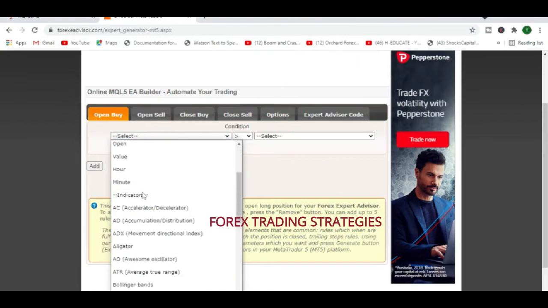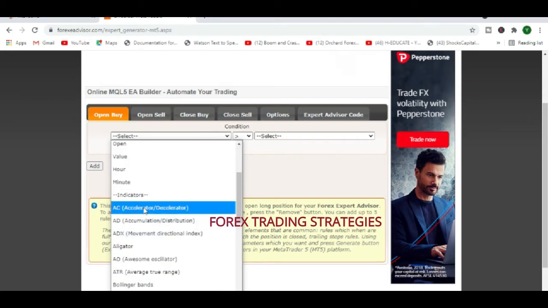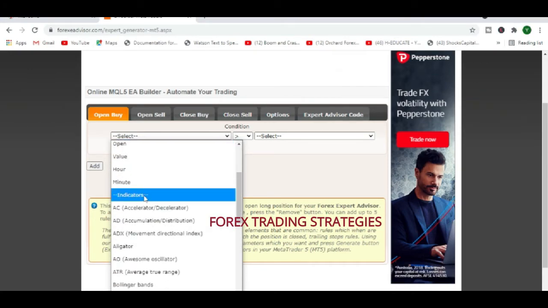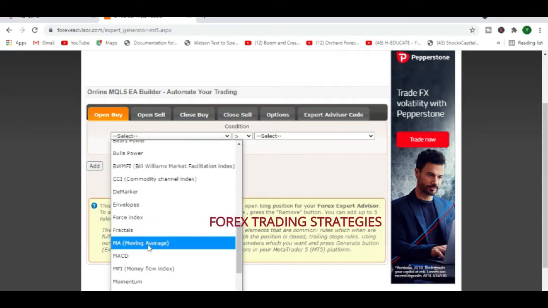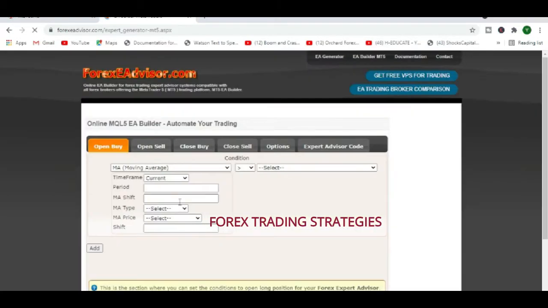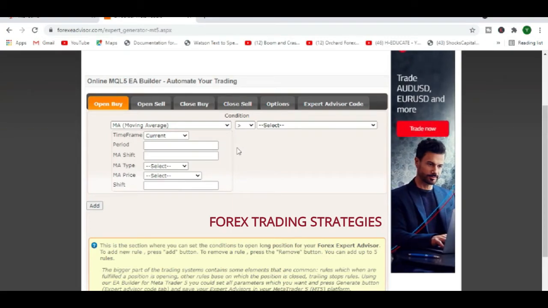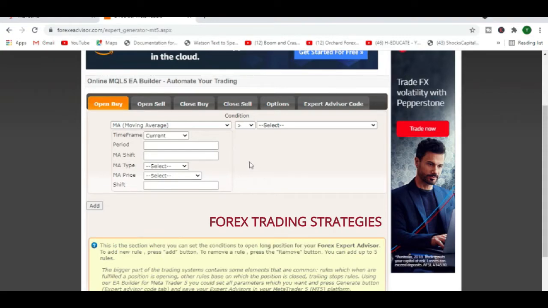So here you can basically set your robots to use all of these conditions. These are conditions that you can use for buying and selling. So for our conditions for buying, we are going to use an indicator, moving average here. Boom, moving average. This is how simple it is, guys. No coding skills, no nothing. You don't need to study anything, and you don't need to pay anybody. If you have a good enough forex strategy, this is how you transform it into a forex robot.